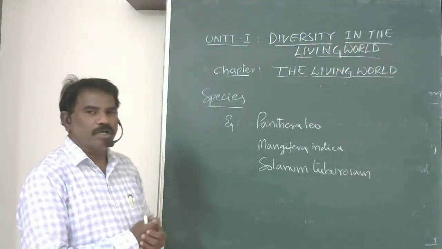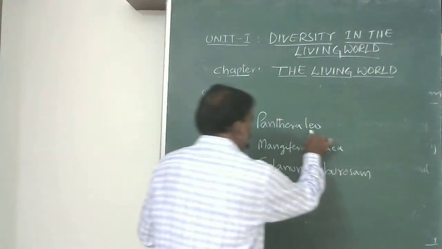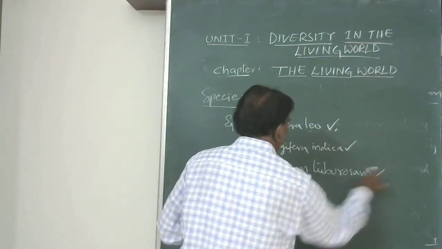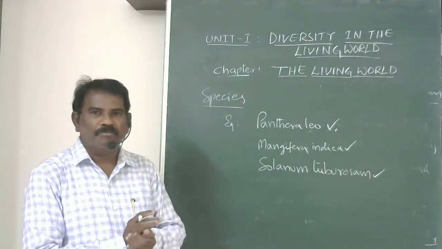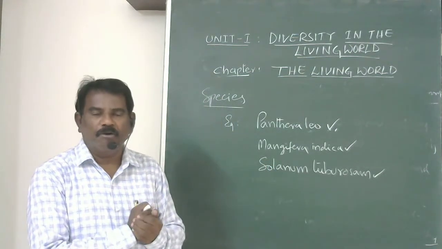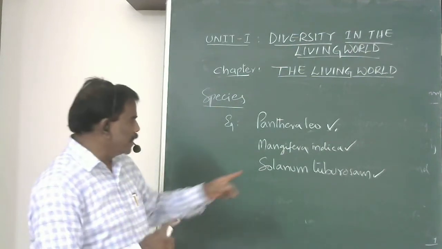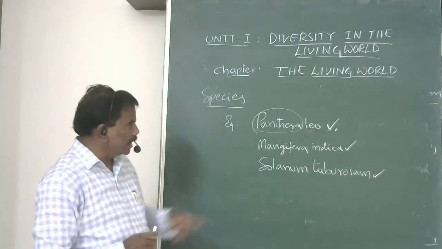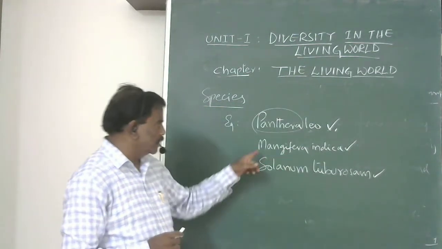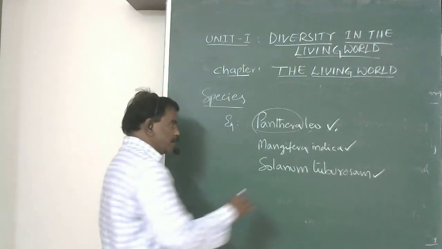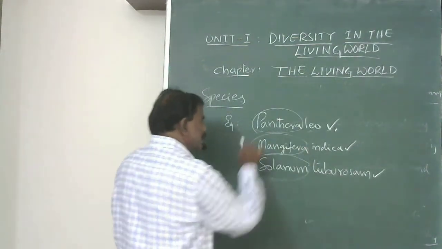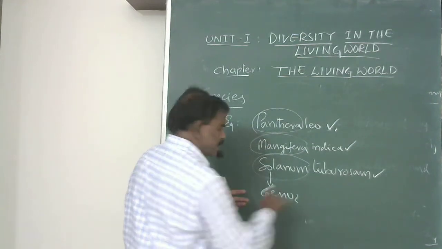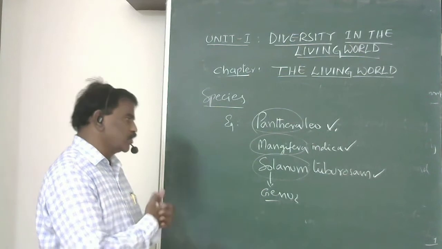See, in these examples, leo, indica, tuberosum are represented as the specific epithet or species. The first names, Panthera in Panthera leo, Mangifera in Mangifera indica (mango), and Solanum in Solanum tuberosum, represent the genus. That is the second higher level in the taxonomic category.